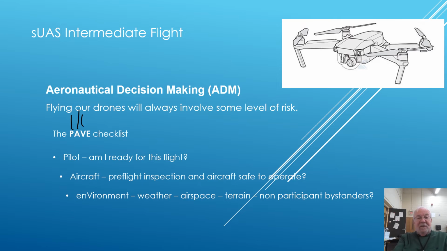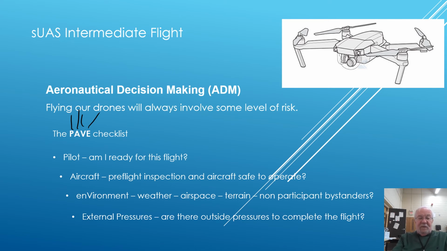So environment. And then E would be external pressures. Are there outside pressures to complete the flight? Is your boss standing there, or are your buddies hanging there saying, "Oh, I bet you can't do that"? Well, I can do that. That goes back to hazardous attitudes, right? Remember we talked about that. So are there any outside pressures to complete the flight? Are you rushed? So you check all these 4 things. Yeah, okay, this is good. So that's making a decision about risk.